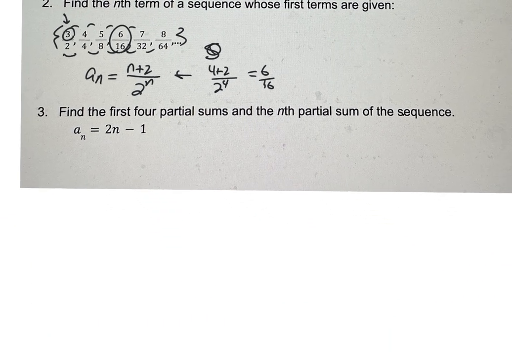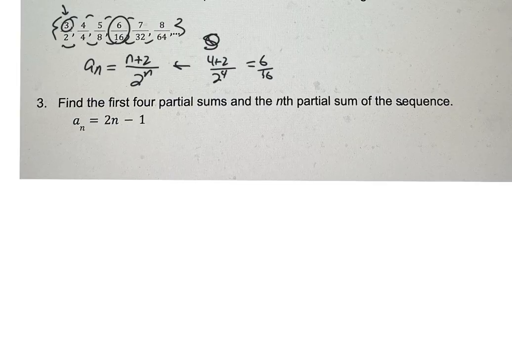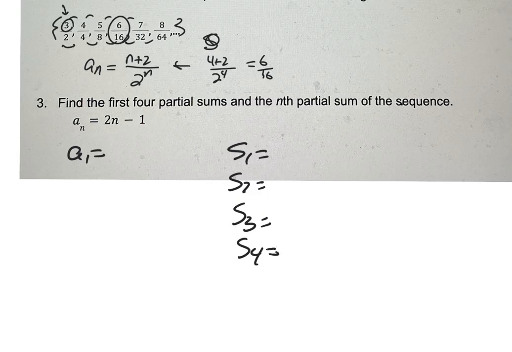Number 3, find the first 4 partial sums. You can't find the sums, like you can't find S1, S2, S3, and S4 if you don't first know what the terms are. Okay, the first term is 1. I just plugged in 1 to get that. The second term, if you plug in 2, you get 3. The third term, if you plug in 3, you get 5. The fourth term, if you plug in 4, you get 7.